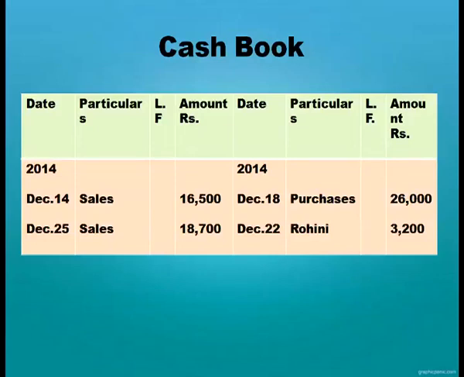Receipts are coming inside the business in the form of cash, so it is a revenue. So, you are writing on the debit side of the cash book to sales 18,700 amount. Then cash paid to Rohini. Rohini is the receiver of the cash, so Rohini debit to cash. On the payment side, you are writing by Rohini, date and amount in the respective columns.